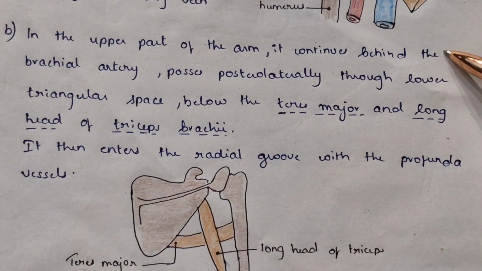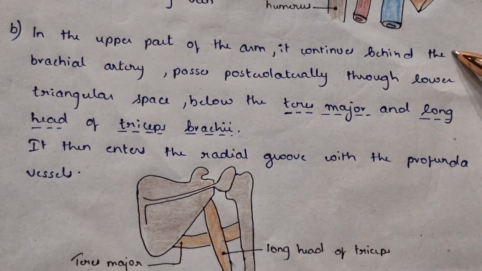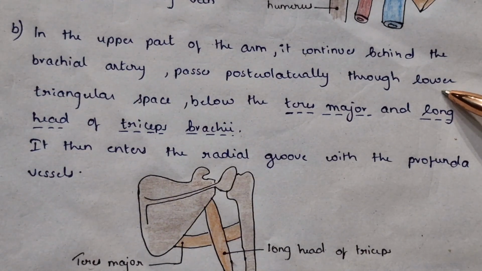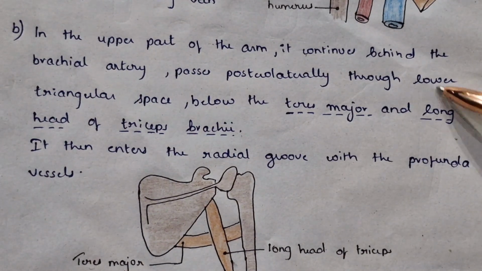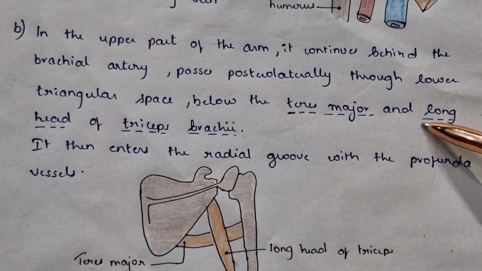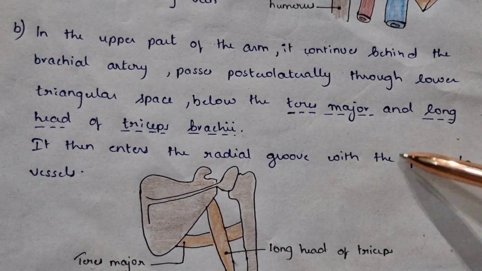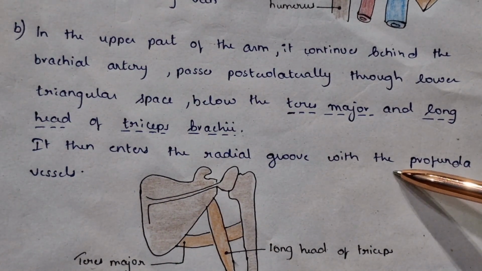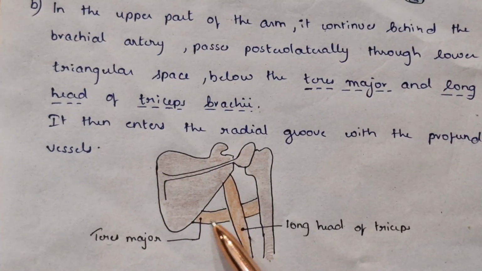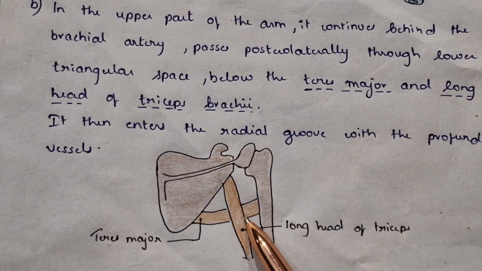In the upper part, it continues behind the brachial artery, passes posterolaterally through the lower triangular space between the teres major and the long head of the triceps brachii. It then enters the radial groove with the profunda vessels. So this is the teres major and the long head of the triceps muscle.